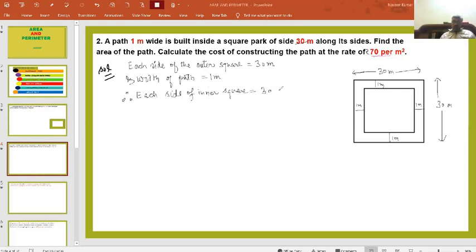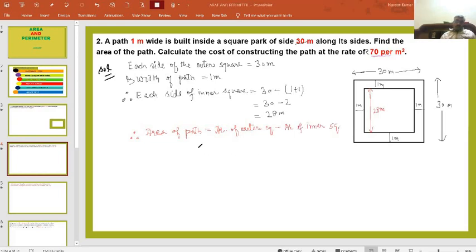30 minus the width of the path from both sides, 1 meter plus 1 meter, that is 30 minus 2, that is 28 meters. This is the width of the inner path. Now we want to find out the area of the path first of all. After that, we will calculate the area of the inner square.